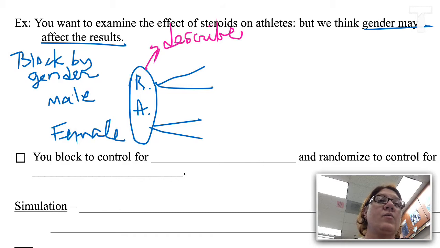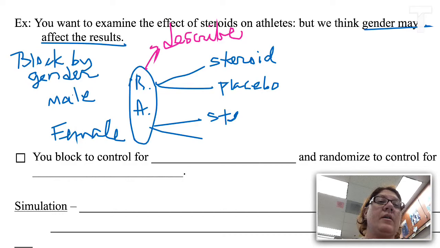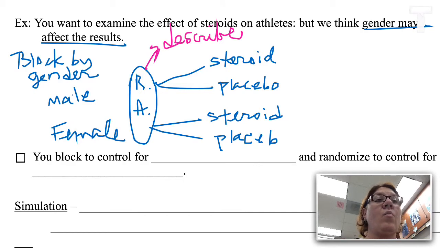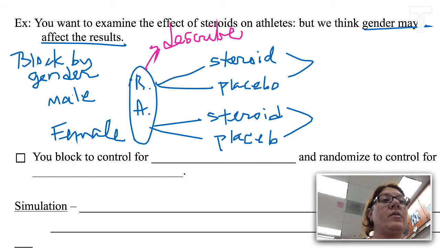experimental groups, because one is going to get a steroid and the other one gets a placebo or just some sort of dummy treatment. And then same thing for the females. And then at the end, I'll want to compare within my blocks. So I guess I would be comparing, I don't know, muscle mass, perhaps.